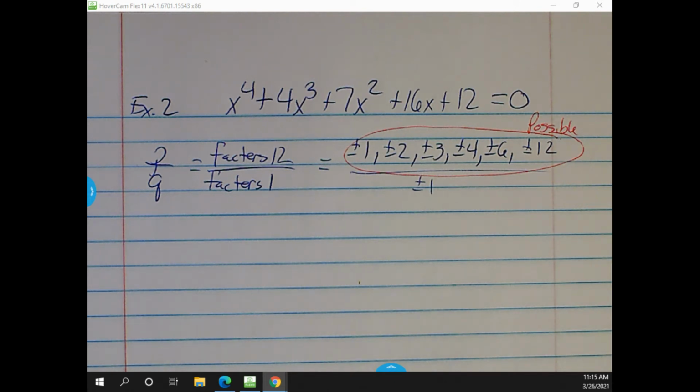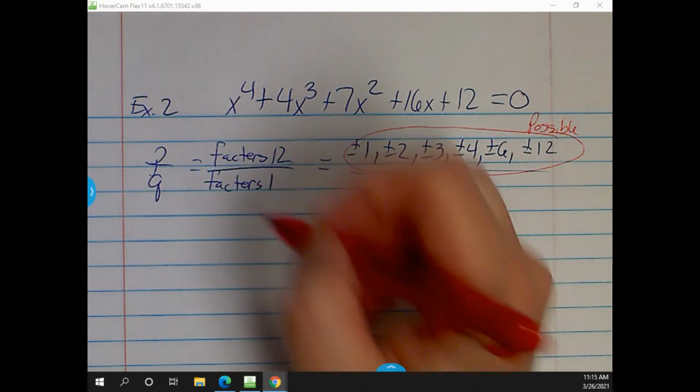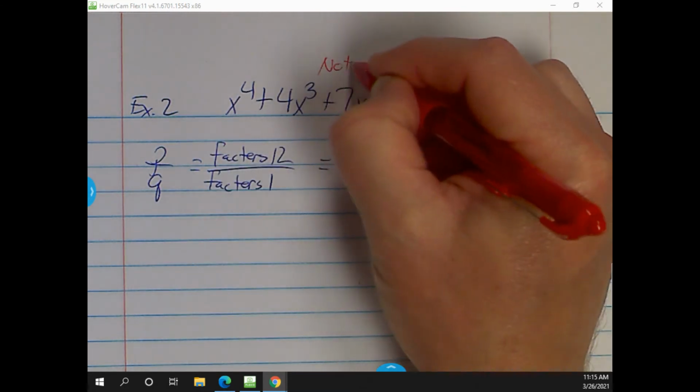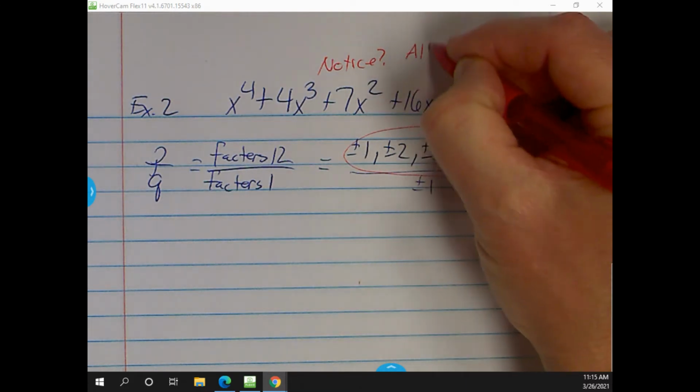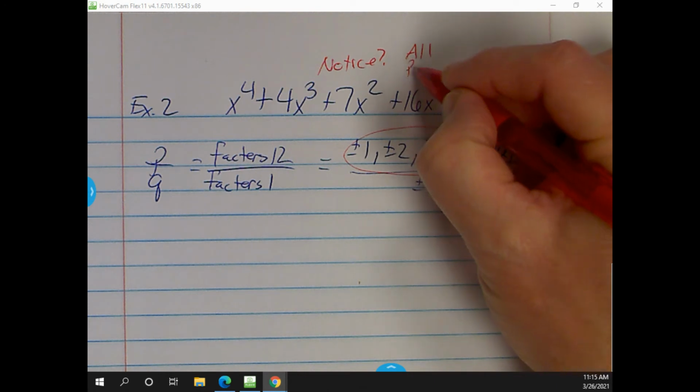All right, now here's the one. The last thing we did on Wednesday, one of the last things we did, we talked about Descartes' rule of signs. Here's the one time where I want that to be ringing in your head, because if you look at this problem, what do you notice about all these terms? What do they all have in common? That they are all positive?